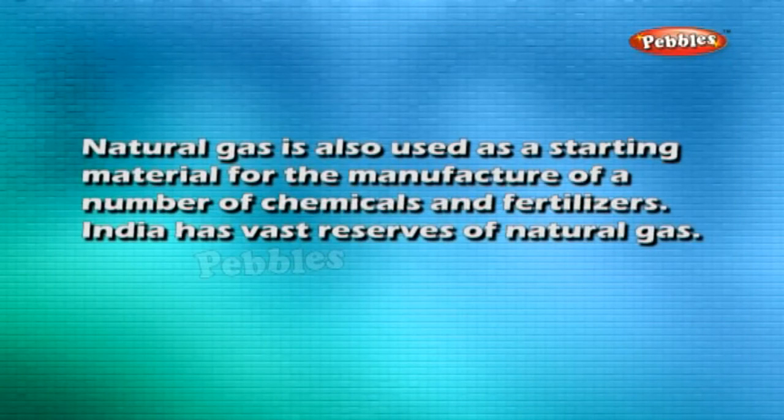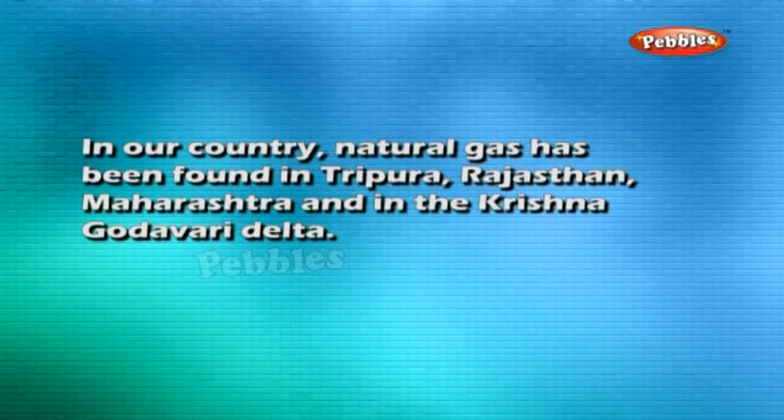Natural gas is also used as a starting material for the manufacture of a number of chemicals and fertilizers. India has vast reserves of natural gas. In our country, natural gas has been found in Tripura, Rajasthan, Maharashtra, and in the Krishna-Godavari Delta.